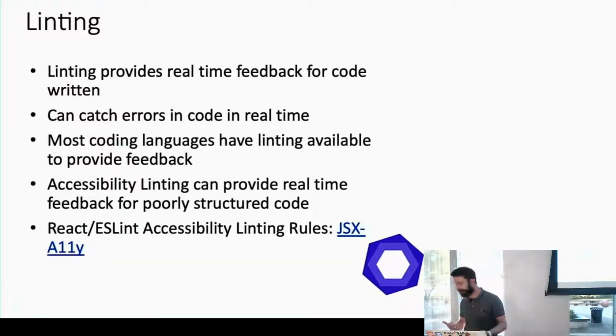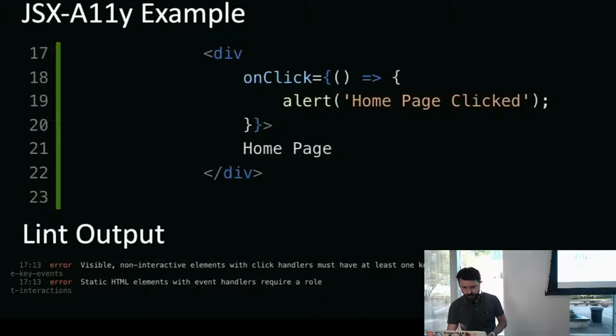For those of you not familiar, linting provides real-time feedback for code that you write, and it can catch errors in your code in almost real time. Most coding languages have their own version of linting, or have their own linters. In our case, we use ESLint for React. And accessibility linting provides that real-time feedback for errors that you may possibly make with your markup. So I'll show you an example of that.